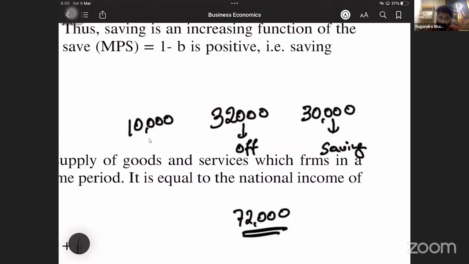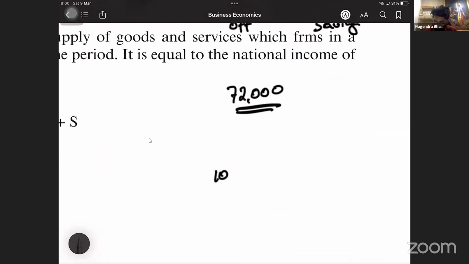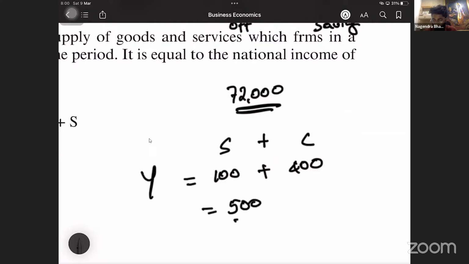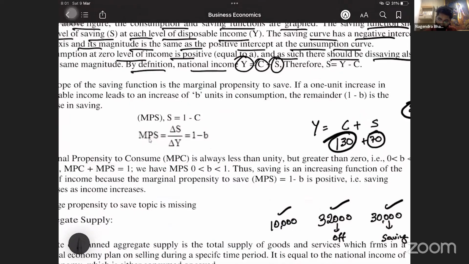Otherwise, how to give this to my mother? How to spend it in my office? How to save this 30,000? Not possible. That's why if you save 100 and if you spend 400, this is your consumption, this is your savings. That means your income should be 500. Your income must be 500, no? Correct? Yes. So that is given here.